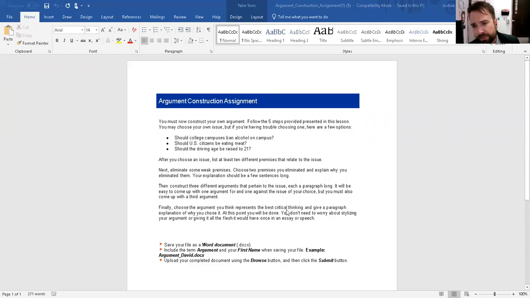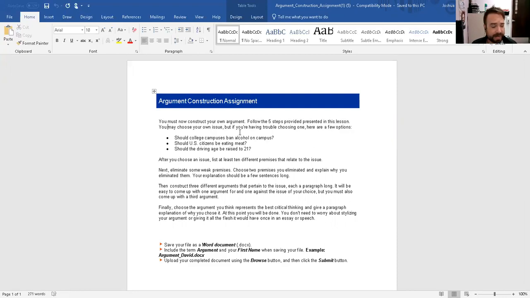Let's get into it. Okay, here is the assignment prompt and rubric. You must now choose or construct your own argument. Follow the 5 steps presented in this lesson. You may choose your own issue, but if you're having trouble choosing one, here are a few options. Should college campuses ban alcohol on campus? Should U.S. citizens be eating meat? Should the driving age be raised to 21? Really, you can pick any topic you want. However, it needs to be controversial.